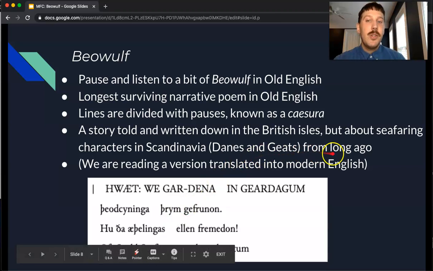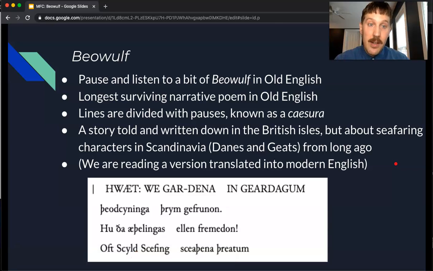Now, when it comes to what this story is about, while it's told and written down in the British Isles, which is what we're studying in this class, it's actually not really about the British Isles. It's about seafaring characters in Scandinavia. We're talking about the Denmark region and the Geats, or kind of modern Sweden. That's really the regions that are being discussed, but it's part of this broader seafaring culture of this time period. So it wouldn't have struck a British listener as that different from themselves. It's a lot of islands, lots of seafaring, etc.